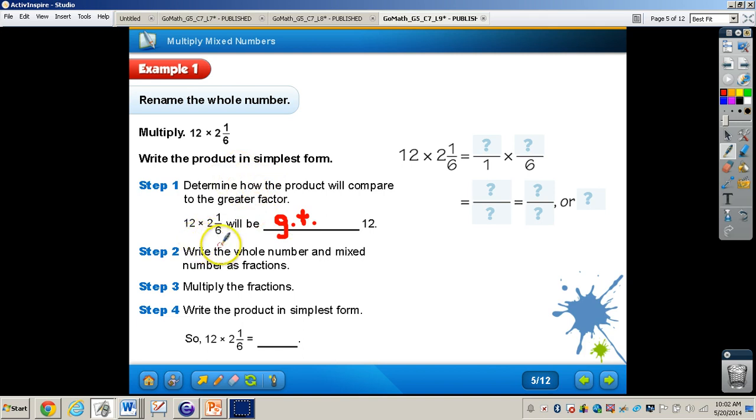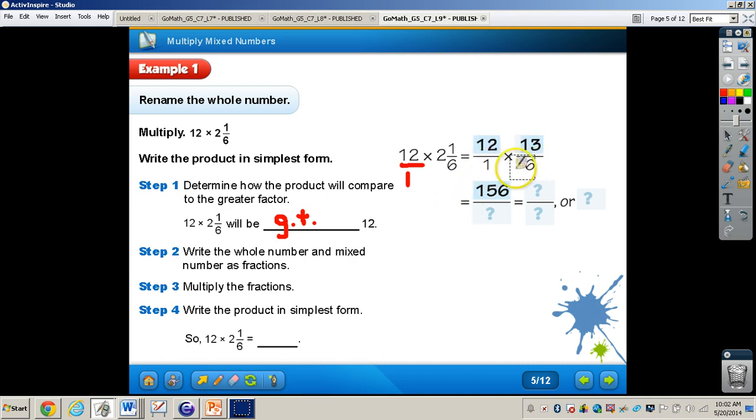Okay, now what we're going to do is write the whole number and the mixed number as fractions. Whenever we have a whole number, we talked about this before, it's going to be 12 over 1. Any whole number written as a fraction will always be over 1. And then what we need to do is change that mixed number to an improper fraction. We multiply the denominator by the whole number, then add the numerator. So 6 times 2 is 12, plus 1 gives us 13. Now what we do from here is we multiply both numerators together. 12 times 13 will give us 156.